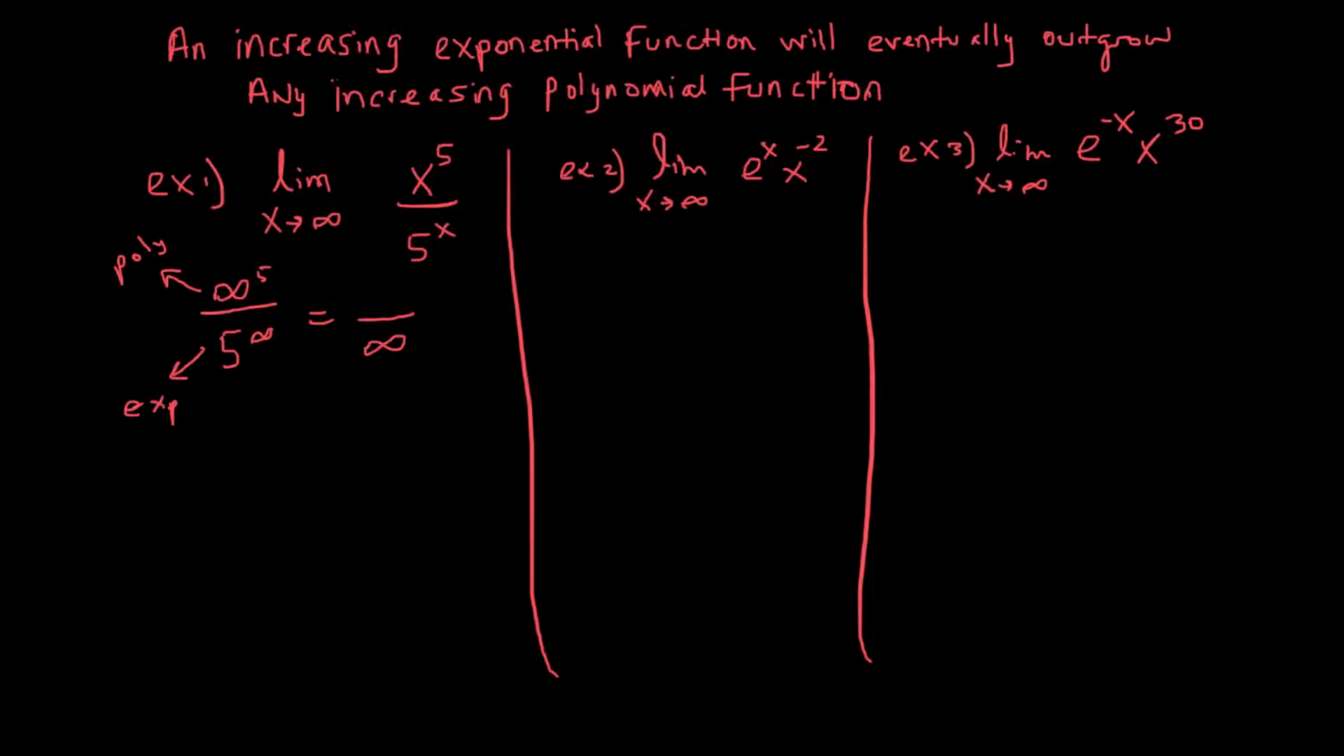And even though infinity to the 5th power is a large number, because it's just a polynomial, it's not nearly as big as 5 to the infinity. So then I'm going to say that the numerator is just some random number, not big enough compared to the bottom. And from class, some number divided by infinity will give you 0. And so that's the answer to example 1.